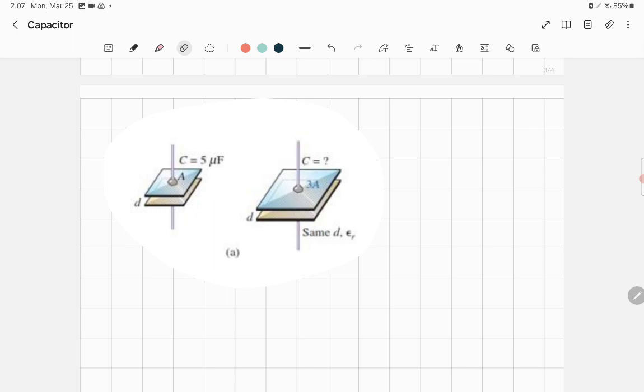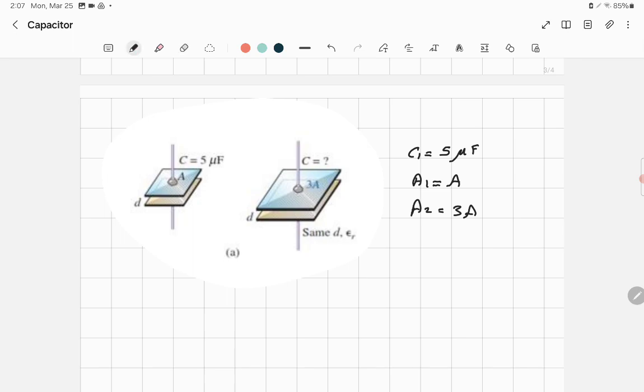We can find this capacitance relative to the known one, C. I'll call this one 1 and this 2. So C1 is equal to 5 microfarad. I don't know C2, but the area 1 is equal to A, and area 2 is equal to 3A. So now do you know 3A? Here you go, that's 3A, all right?